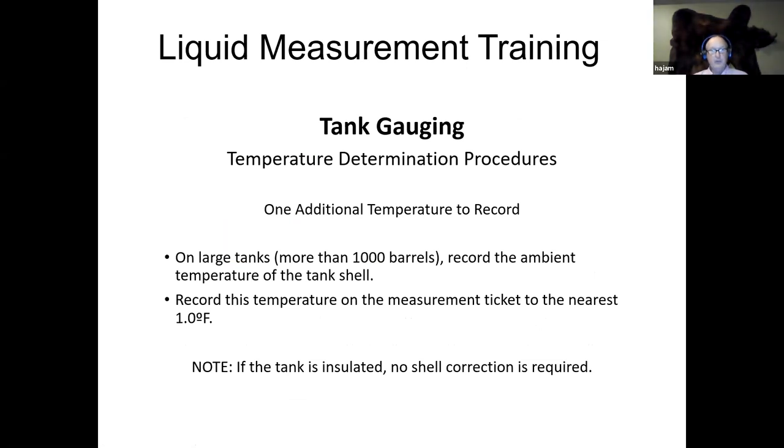Okay, there's one more additional temperature record we need to take, and that's the ambient temperature of the tank shell. The steel contracts and expands, and the calculation for that needs the ambient temperature. So always record the ambient temperature. If the tank's insulated, then no ambient temperature correction or shell correction is required. So if it's just a steel tank, steel ship, we want to know what the ambient temperature is. And it's in the equation.